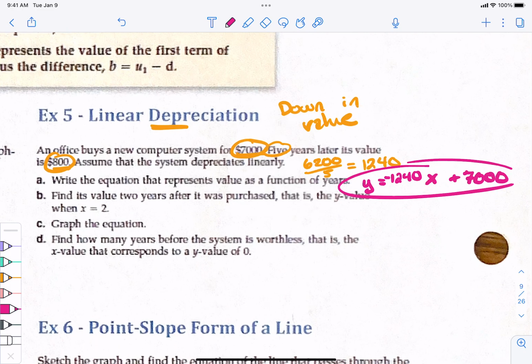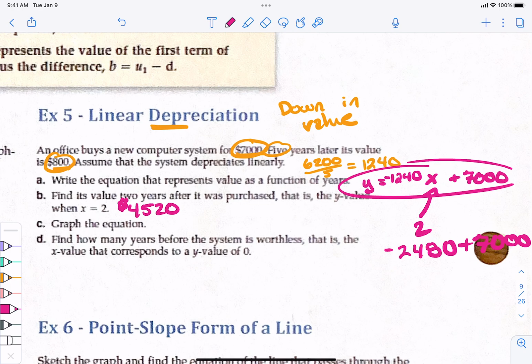Find its value 2 years after it has been purchased. So we're just going to plug 2 in for that. If I plug 2 in, that is negative 2480 plus 7,000, or 7,000 minus 2480, whatever that is. 4520. Did I get it? 4520? Yeah? That's how much it is after 2 years.